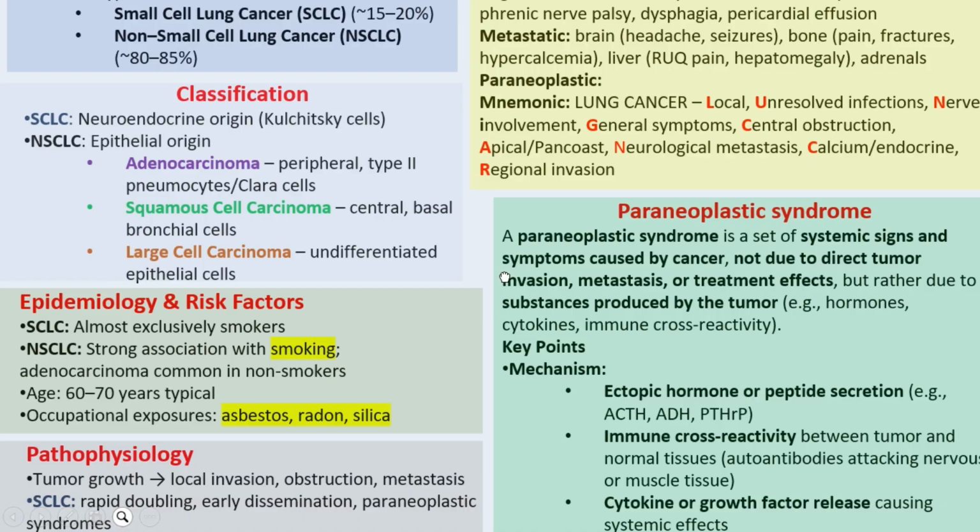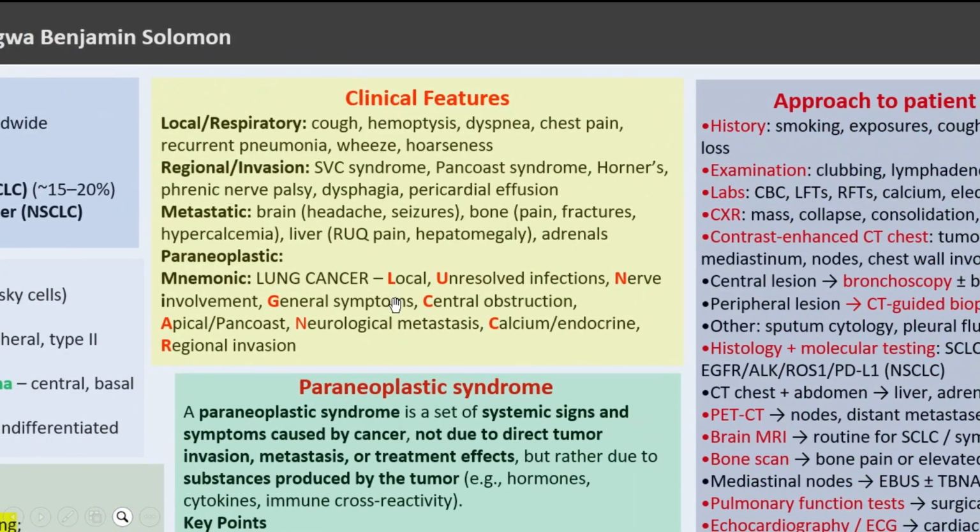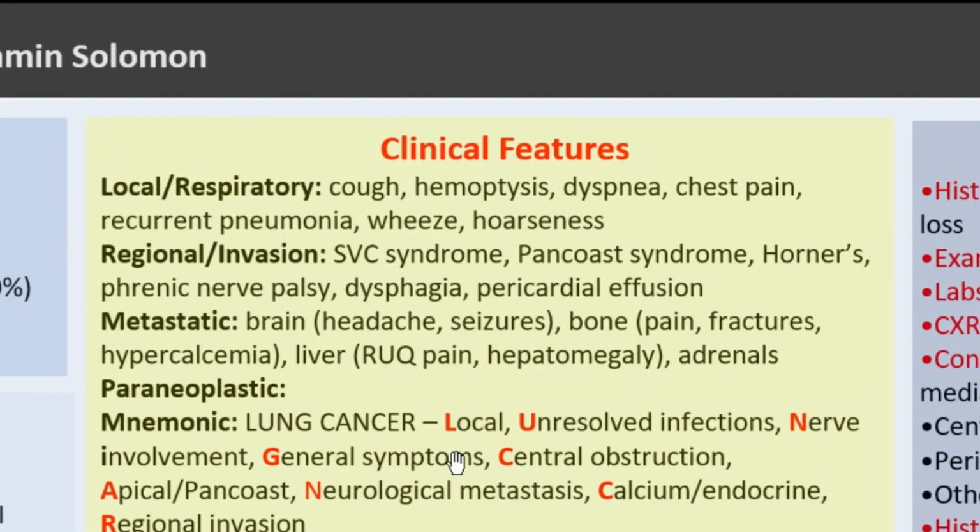When you look at the clinical features of lung cancer, we have the local or respiratory symptoms. These are understandable, as we are within the chest, within the lung. So cough is there, hemoptysis, which is coughing up blood, dyspnea, which is breathlessness, chest pain, and recurrent pneumonias, because sometimes these tumors cause obstruction. When we have obstruction, secretions accumulate, organisms accumulate there, and then we end up with pneumonia, then wheezing and hoarseness.